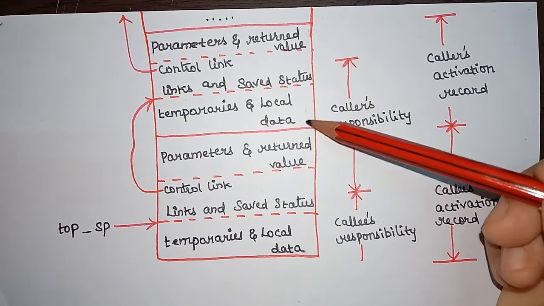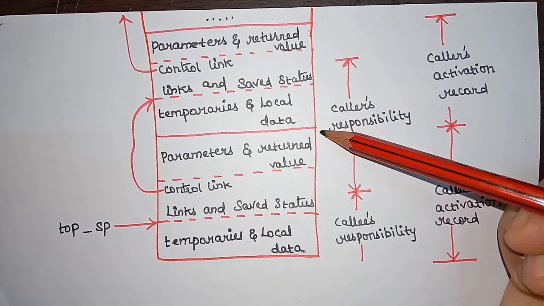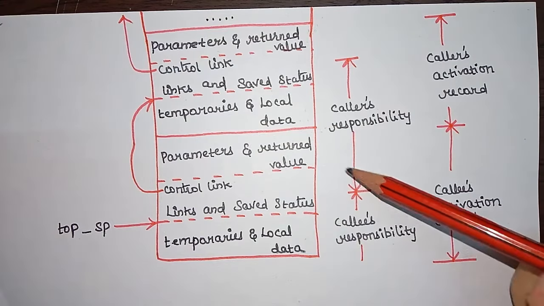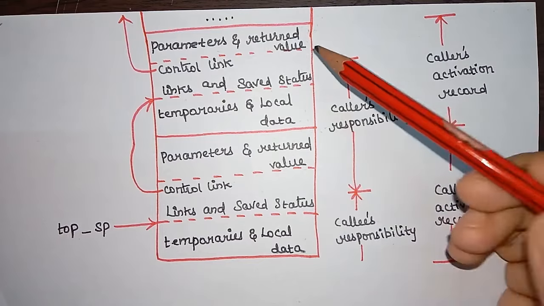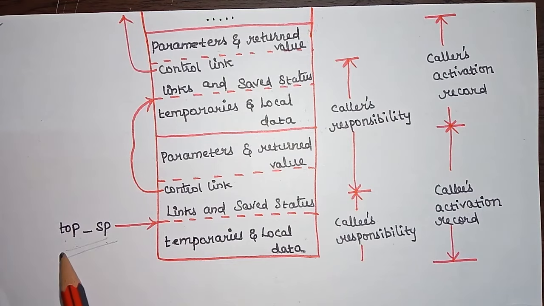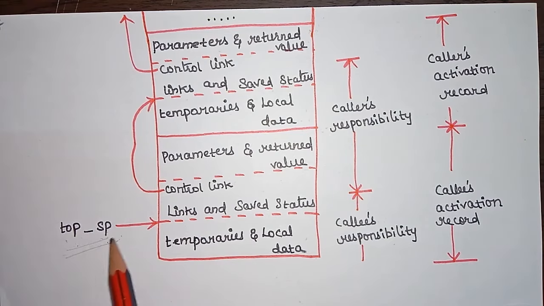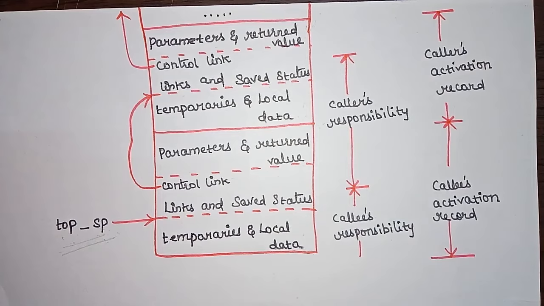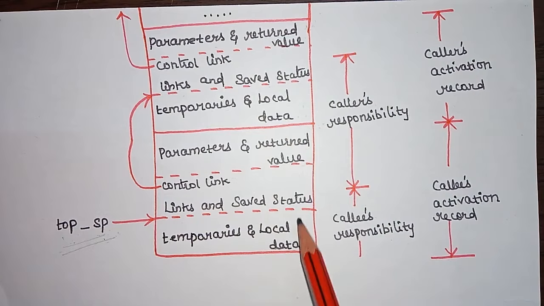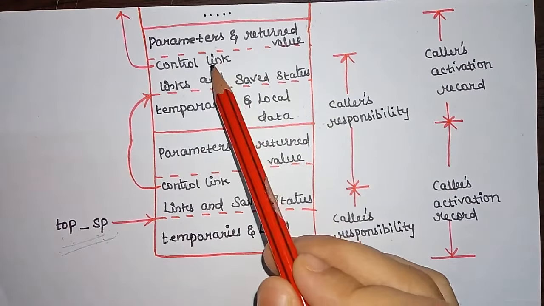And if you look here, we have two activation records: this is the activation record for the caller, that is the calling procedure, and this is the activation record for the callee, which is nothing but the called procedure. Here we are using top_sp, which is a pointer that points to the top of the stack, where SP represents the stack pointer, and it is used to indicate the top of the stack. And you can see the control links here: the control link is present in the callee's activation record as well as in the caller's activation record.